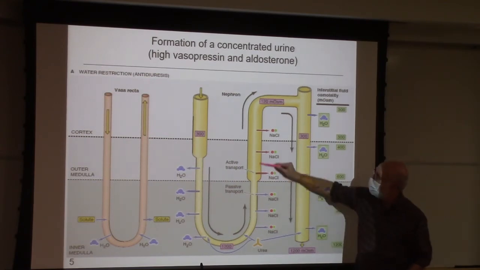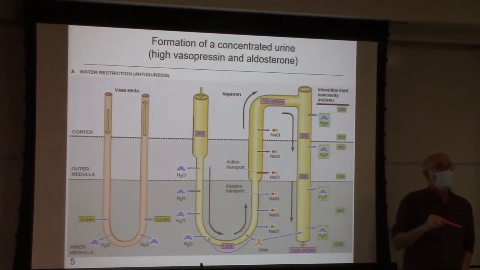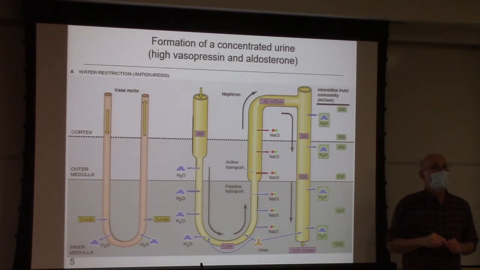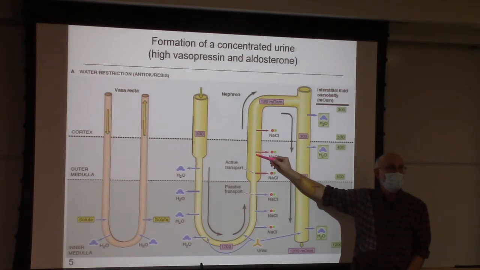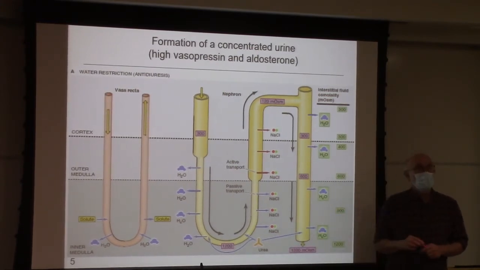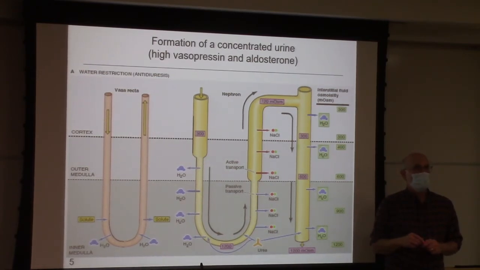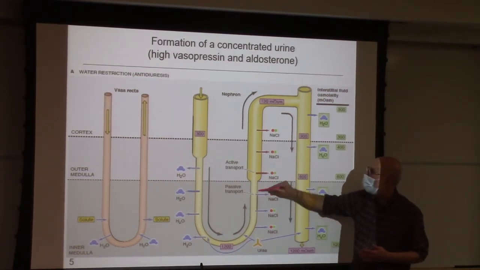Aldosterone increases the expression of the pump, so we're pumping more sodium out of the ascending limb. It's the same pumps as before. It's increasing the expression of the sodium potassium ATPase and the sodium potassium 2-chloride cotransporter. Sodium potassium ATPase is in the basolateral membrane, and the sodium potassium 2-chloride cotransporter is in the apical membrane. Together, they work to pump more, more pumping.